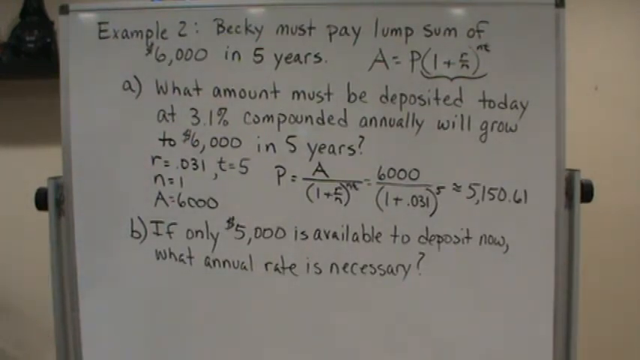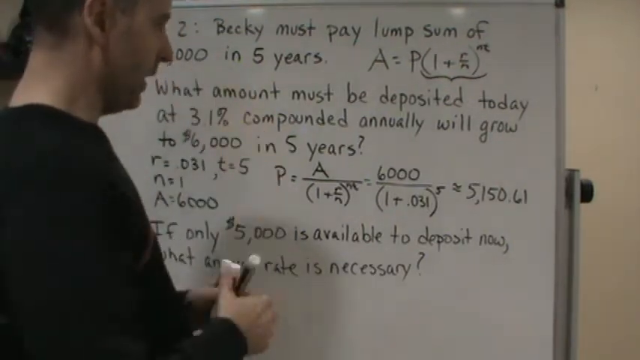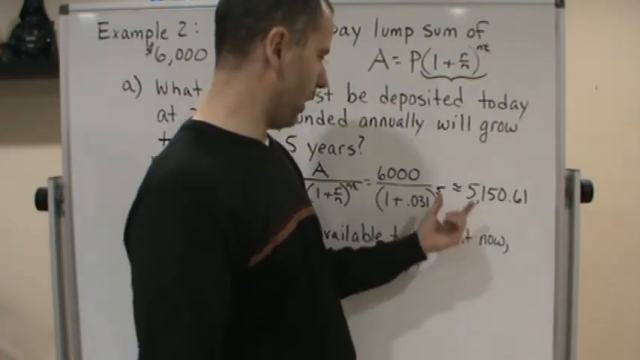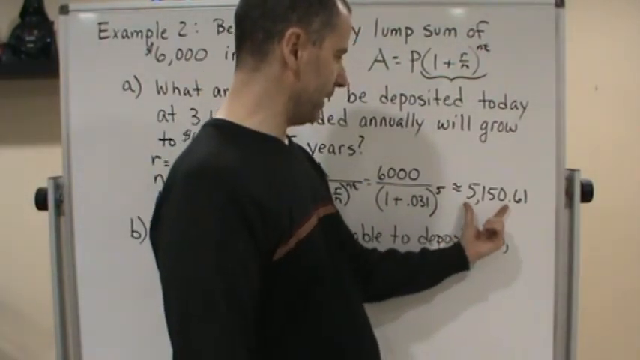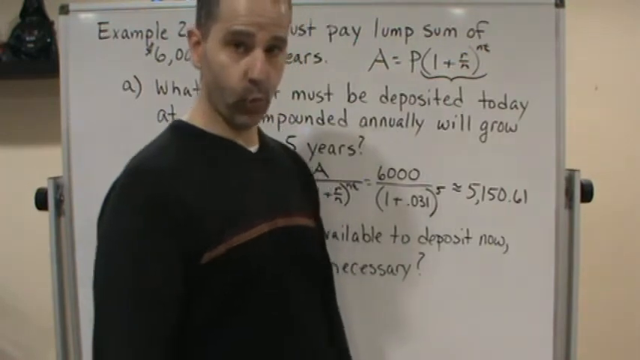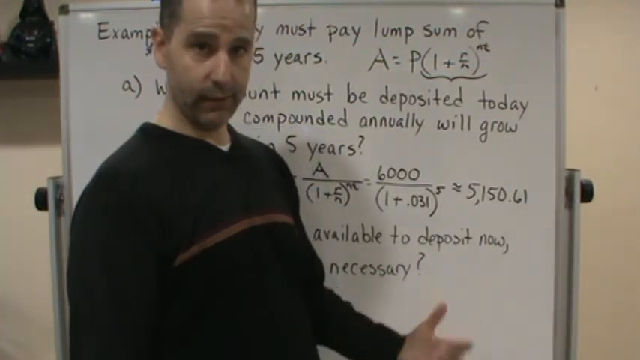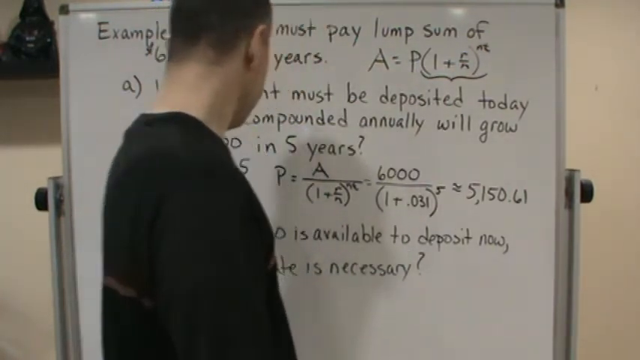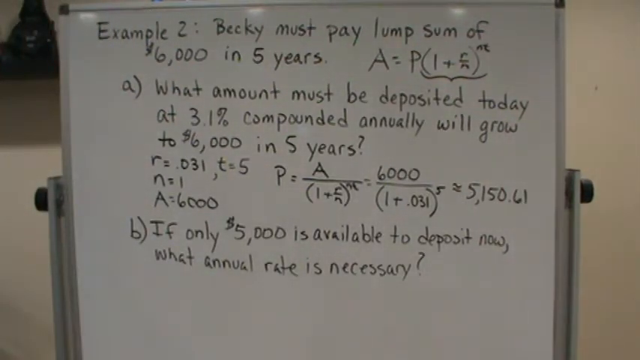But again, we're talking about a financial goal. So it's always better to round up than to round down, because if we round down, we're going to end up being short. Okay? So I hope that makes sense. In this context, we're going to round up. Now, if I wanted to round to the nearest dollar, then I would say that I would need to have $5,151 invested today.